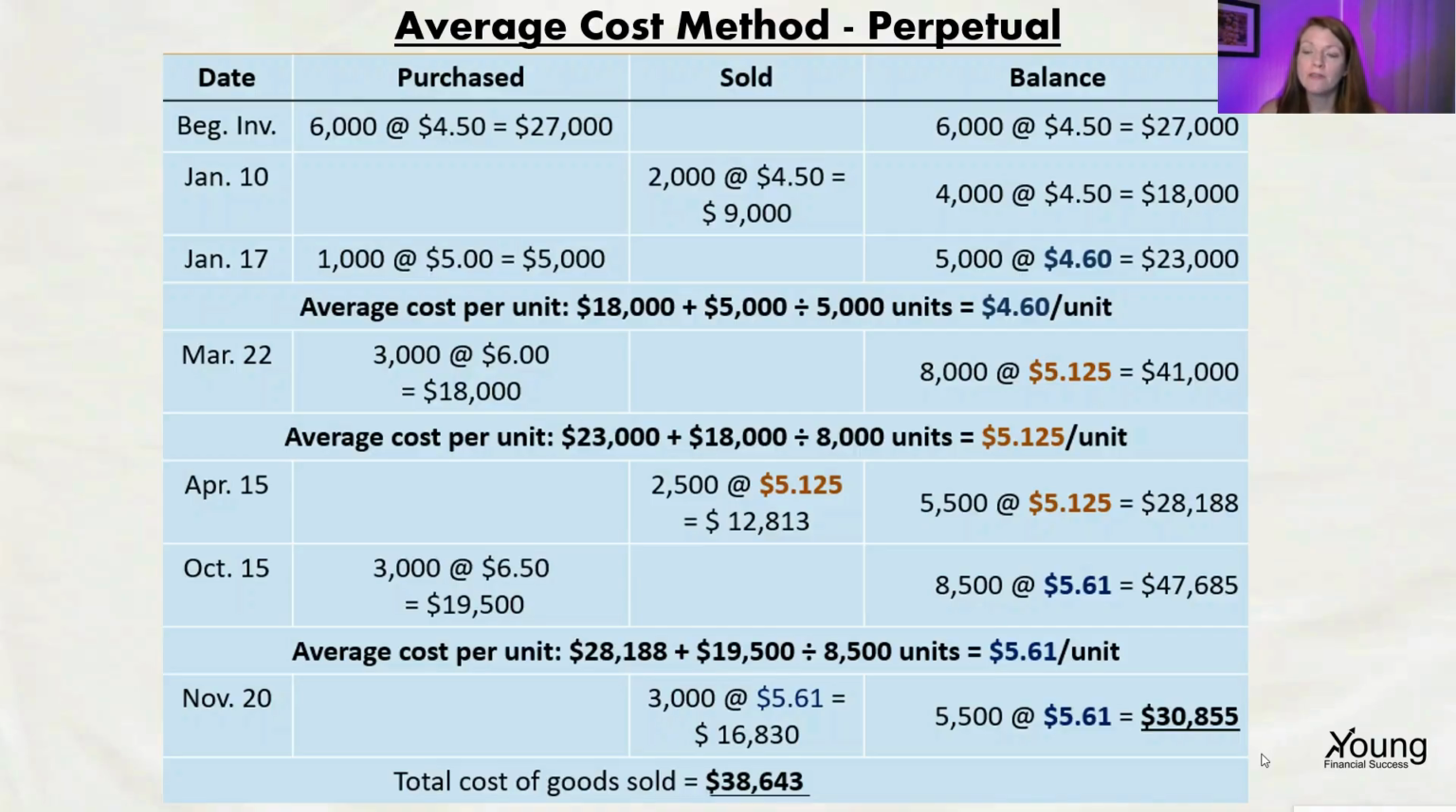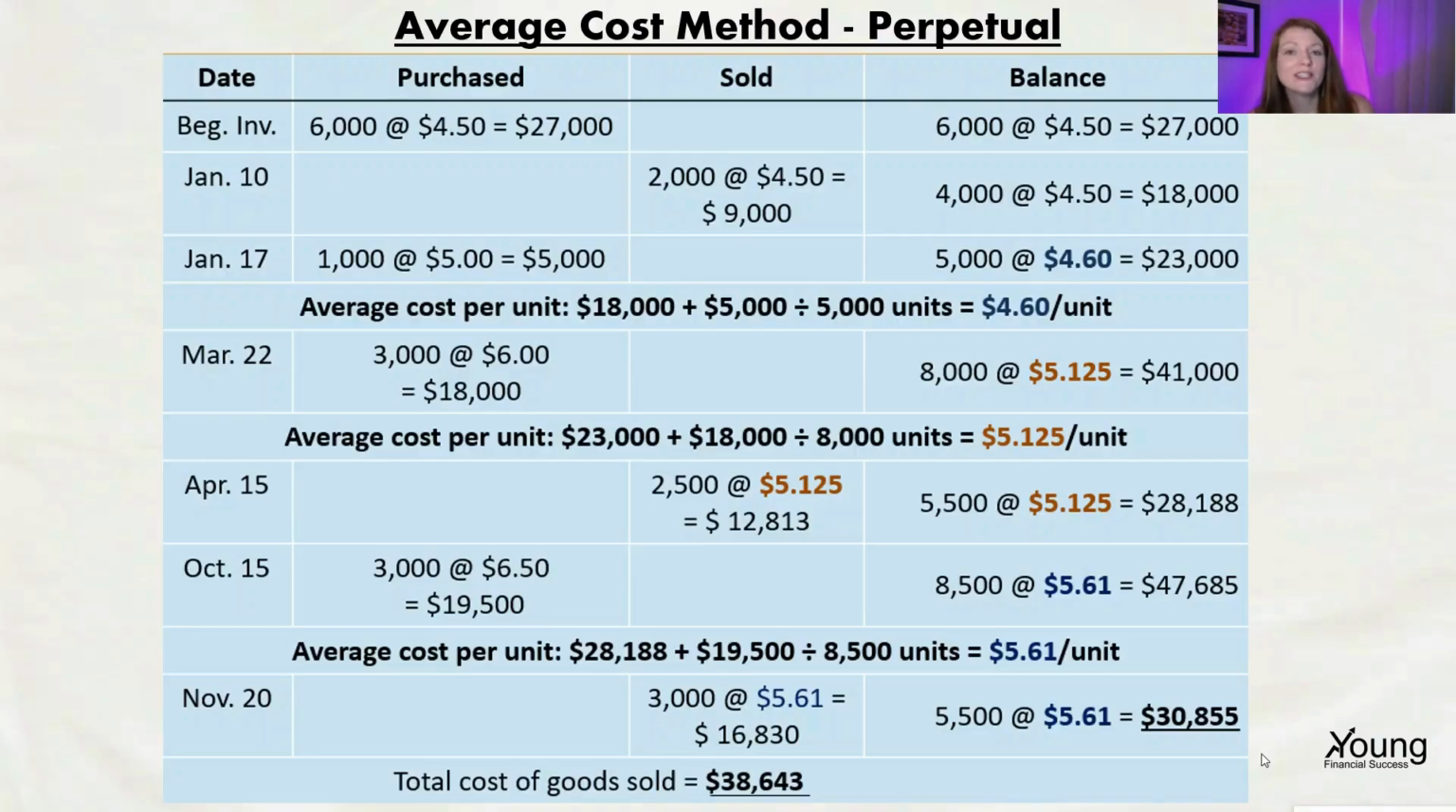So we have the 6,000 units at $4.50, so that's our balance. Then we sell 2,000 at $4.50. We saw the dates of what we sold on that first slide. So we know it's $4.50. That's all we had in inventory. So the 2,000 units times $4.50, that was $9,000, which is our cost of goods sold. We had 6,000. We sold 2,000. So now our ending balance on the second line under balance is 4,000 units. They were $4.50 each. So it's a total of $18,000 in ending inventory.